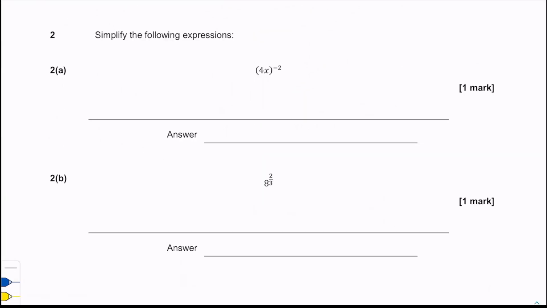Moving on to question 2, let's start with part A. We need to simplify the following expressions. We've got 4x being raised to the power of negative 2. When there's a negative power, we do 1 over the base, so 1 over 4x, then we take away the negative sign and apply the power. So 1 over (4x) squared is equal to 1 over 16x squared.